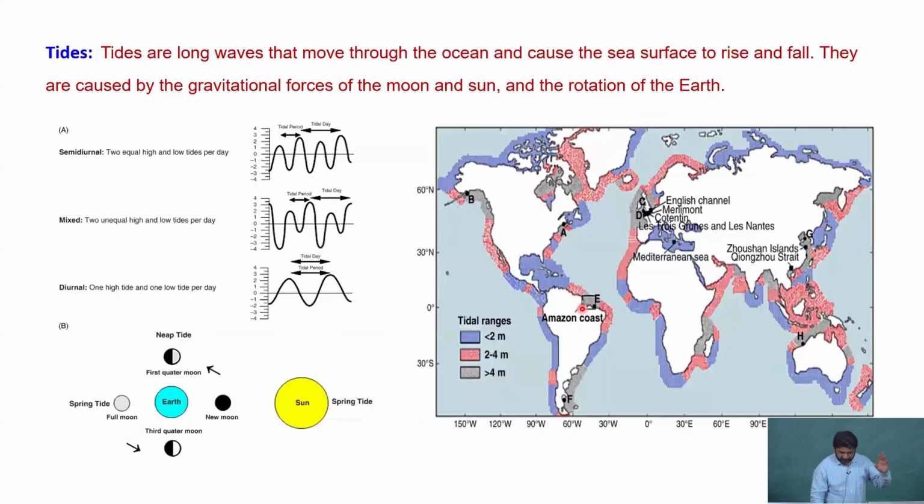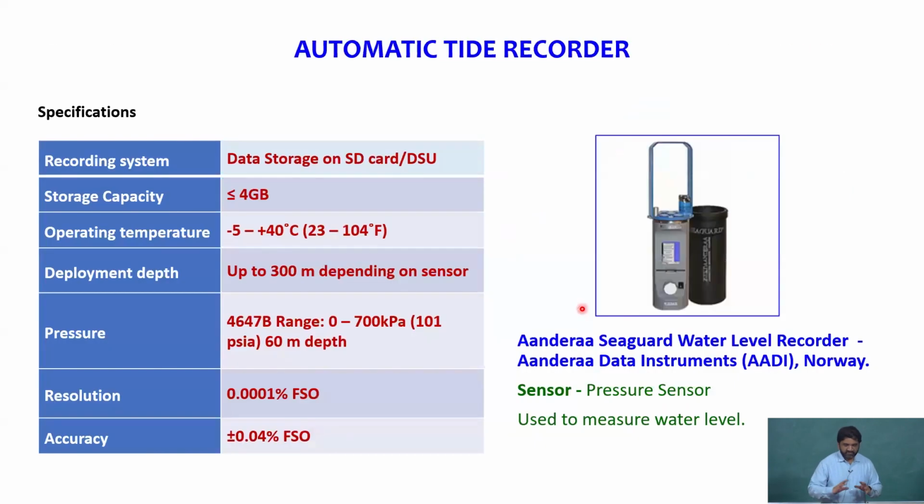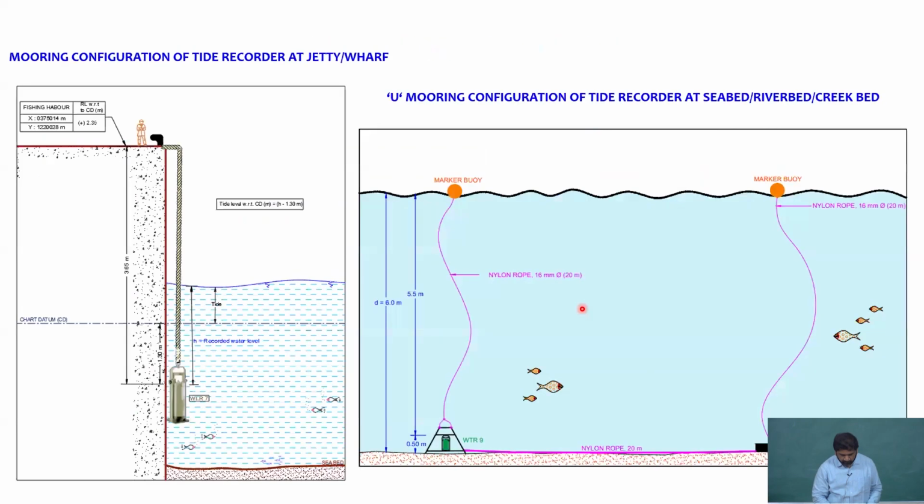As you all know, the tides are rising and falling. So this is a simple tide recorder. We call it the automatic tide recorder. When you have a location which is safe enough, probably like a wharf or a jetty, and you know the reference height, then you can deploy this and calibrate it. Every time the water level rises and falls, it gives a pressure on the sensor, and that rise and fall is converted into your measurement as meters up and down. So this is a typical installation.